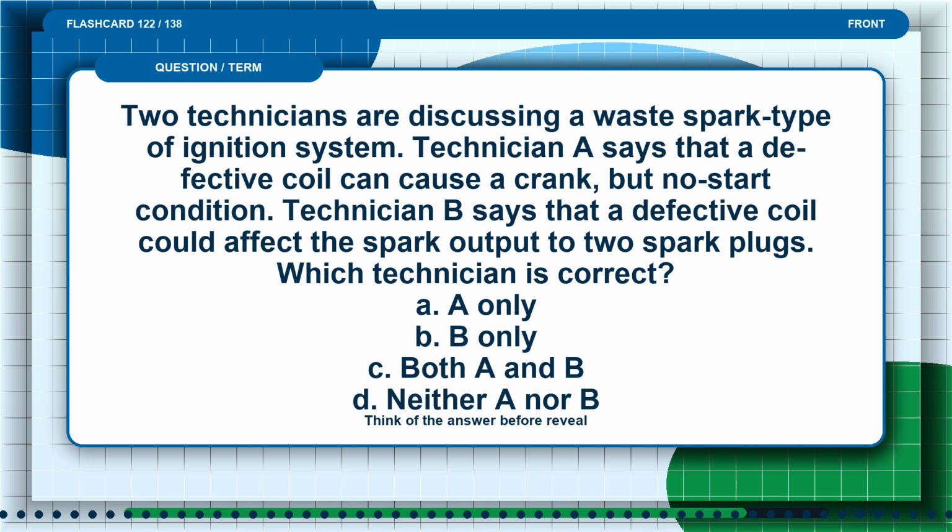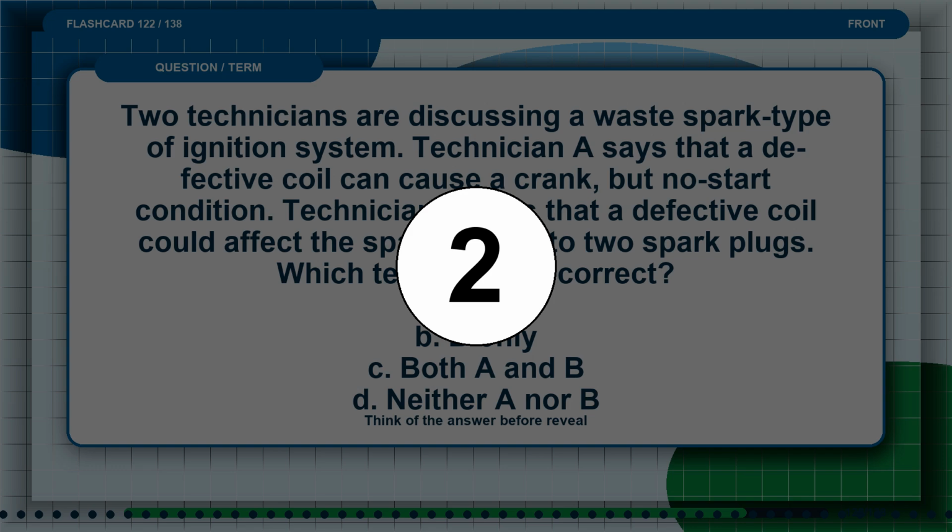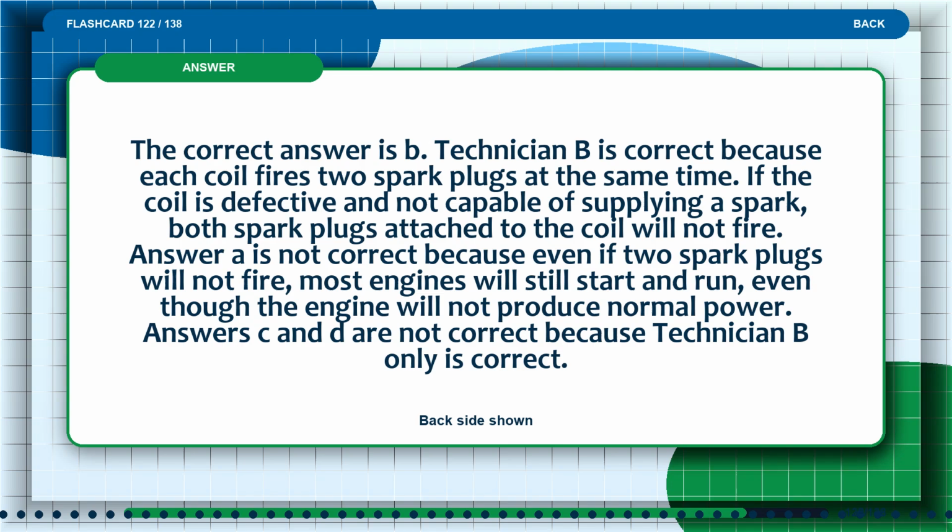Which technician is correct? A only. B only. C, both A and B. D, neither A nor B. Pause and think of the answer before the reveal. The answer is. The correct answer is B.